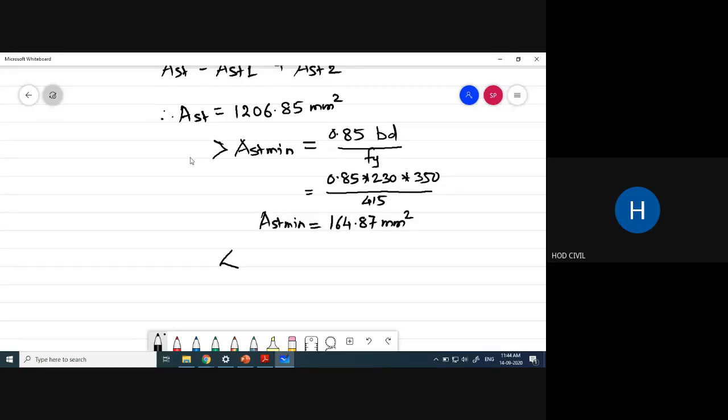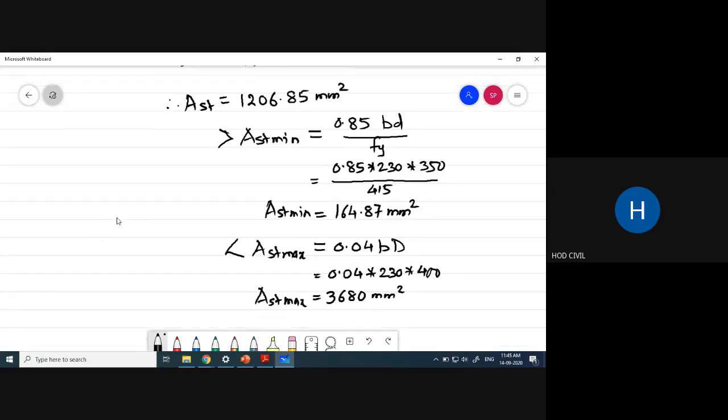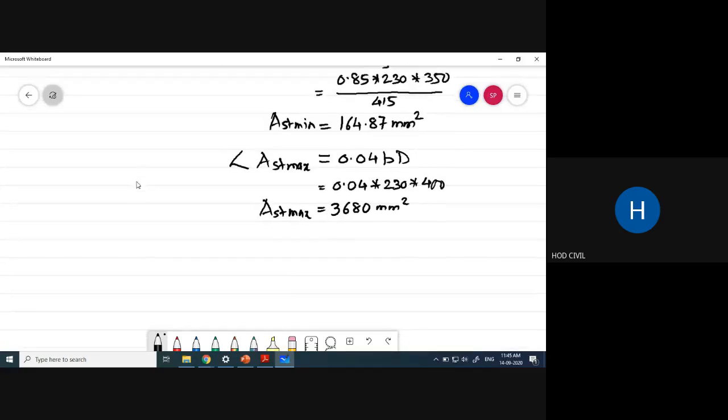So we have to check it against the maximum value also. So AST max, how it is calculated? 0.04 into B into capital D. Yes. So find out this value. B is 230, capital D is 400. 3680. Okay. So our required AST value is well within the two limits. It is greater than minimum value and it is less than maximum value. So for this AST, we have to calculate now number of bars.